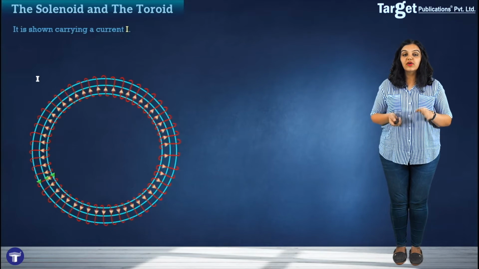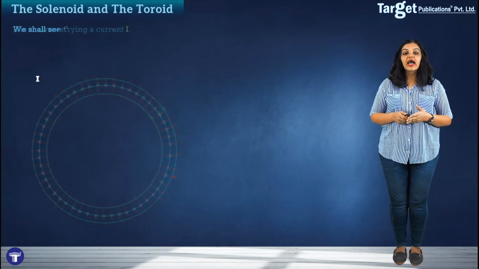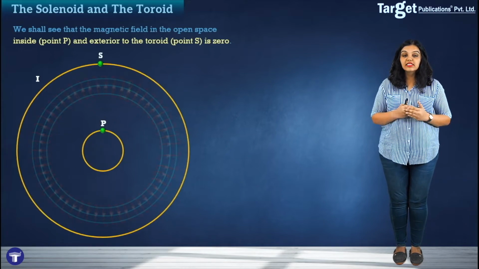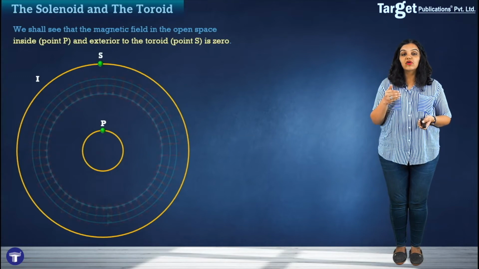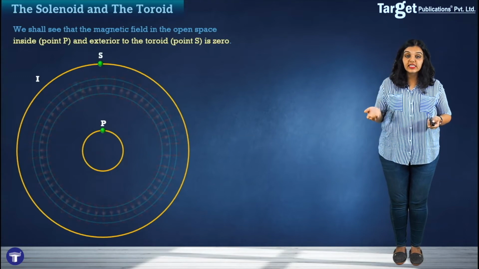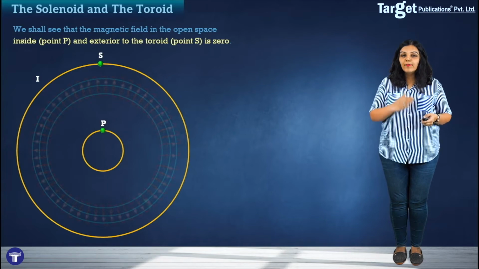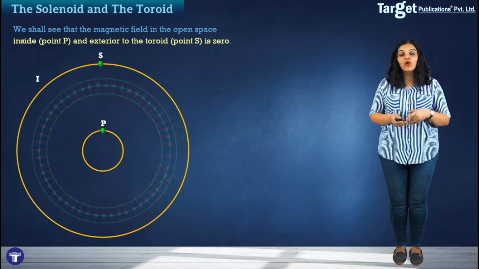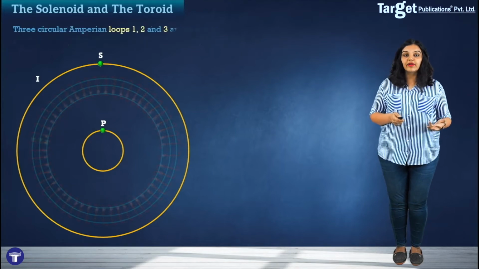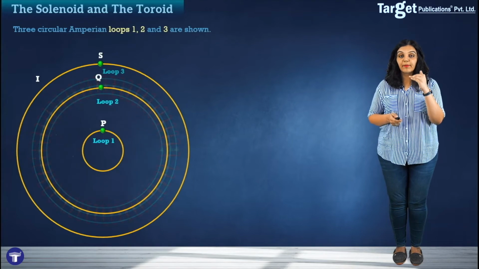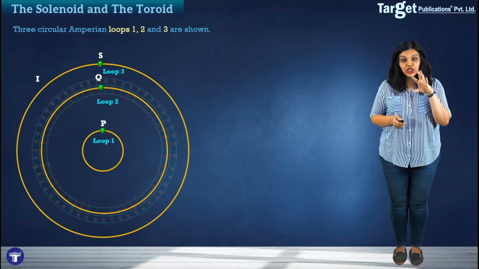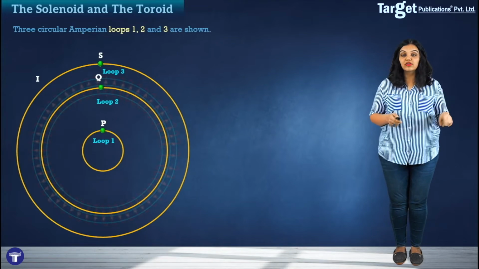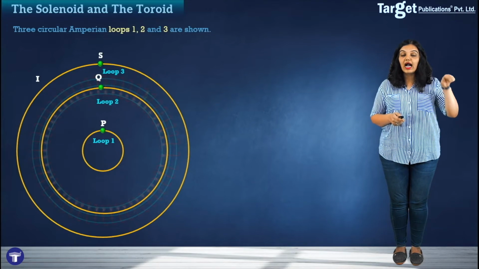And now I will apply Ampere's law to actually find the magnetic field due to the toroid. I'm saying that the magnetic field in the open space, that is either inside at point P, which is not lying on the toroid, or at point S, which is in the exterior, again not lying in the toroid, we will see that for both these Amperian loops, the magnetic field will come out to be 0. So what we do is we actually take 3 Amperian loops. We take one which is inside, that is at P, so that's loop 1. We take one at a point Q, which is inside the toroid, so that's loop 2, and we take a loop 3 which is exterior to the toroid, that is at a point S outside the toroid.